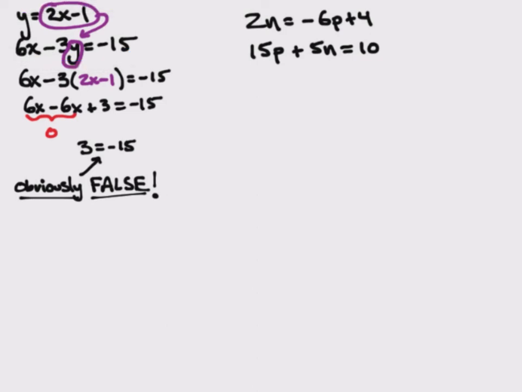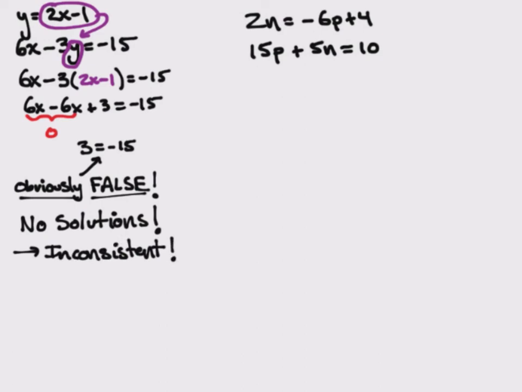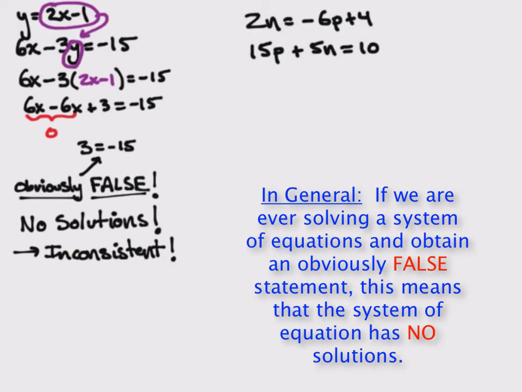And what our work has shown is that if there was a solution, if both of these equations were true at the same time, then it also had to be true that 3 equals negative 15, which obviously isn't true. And therefore, we conclude that there are no solutions to this system of equations. This is one of those inconsistent systems that we talked about before. And in general, if we're ever solving a system of equations and obtain an obviously false statement, this means that the system of equations has no solutions.